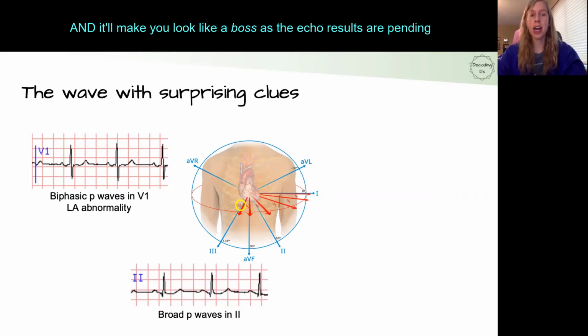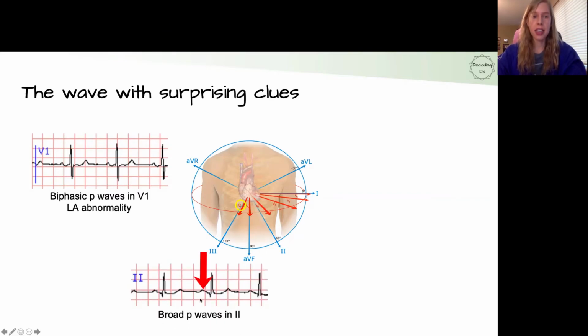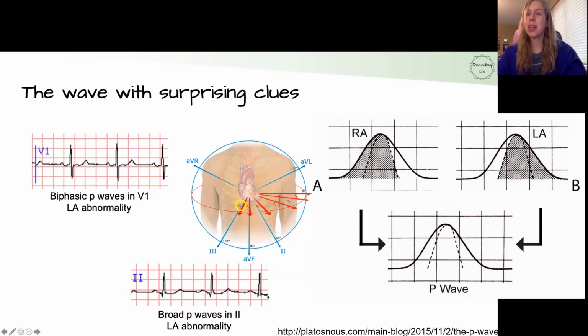Next up is broad P waves in lead 2. Look down at this P wave and see how wide this is. Normally, P waves are not that wide. So this is also indicative of a left atrial abnormality because that second part of the P wave is being extended, which is indicative of the left atrium.